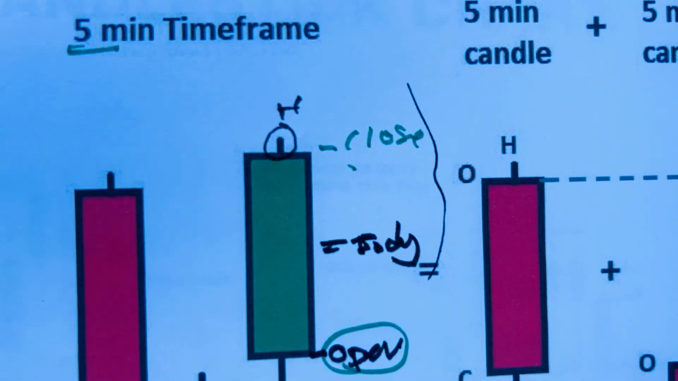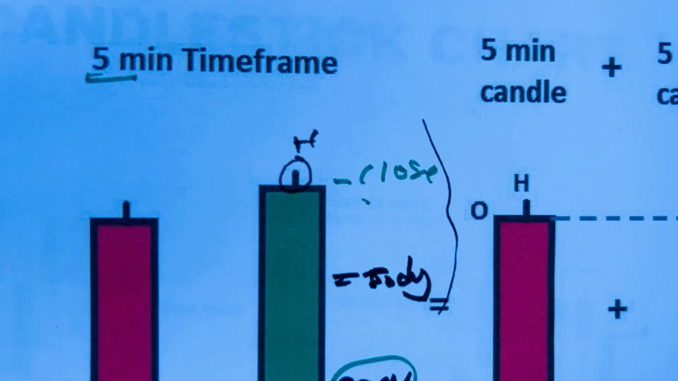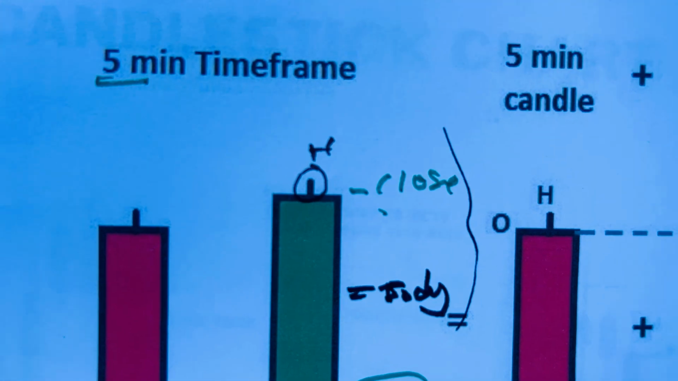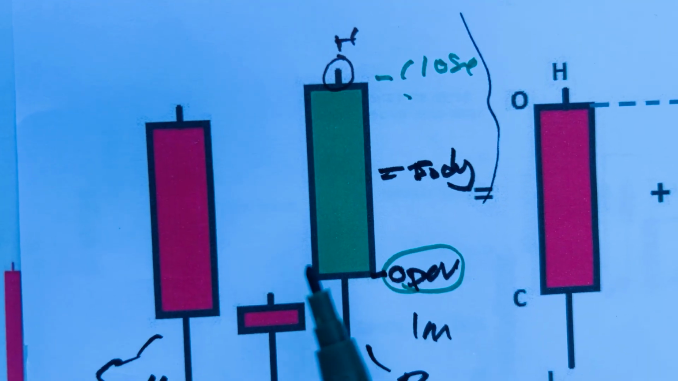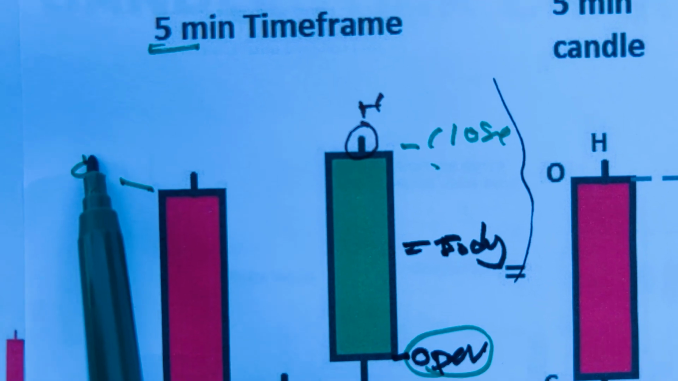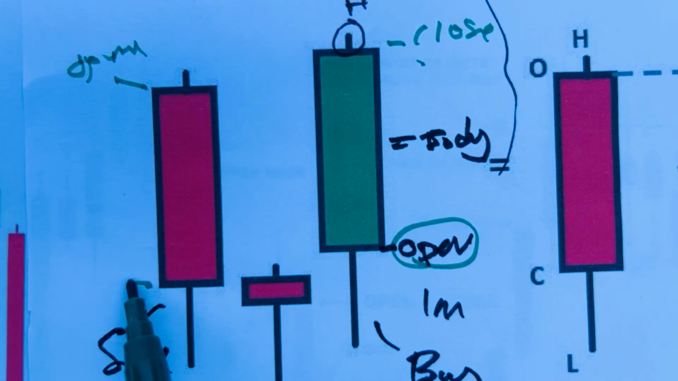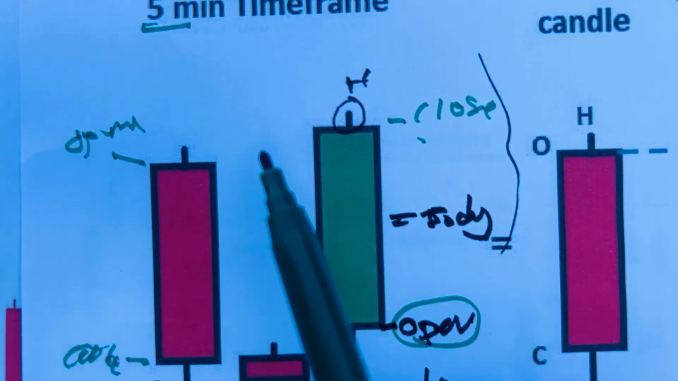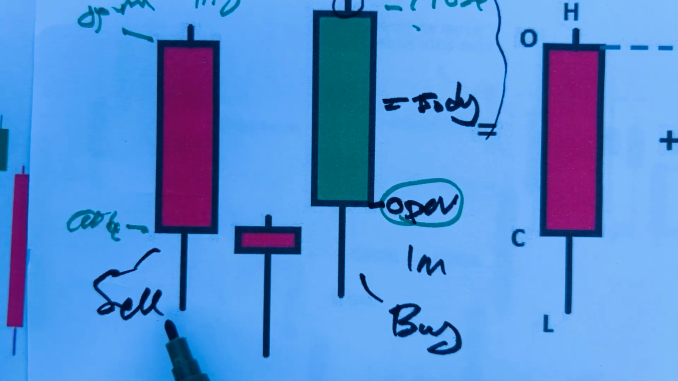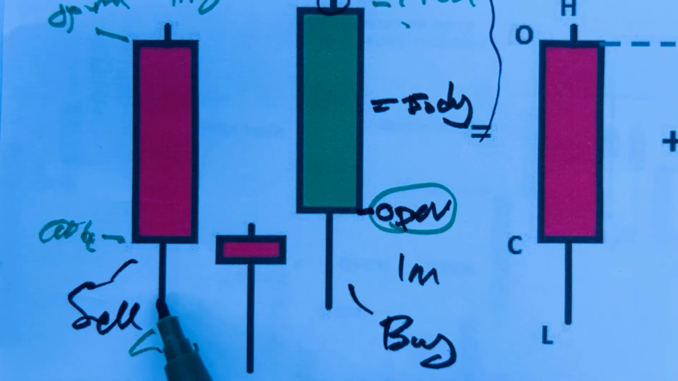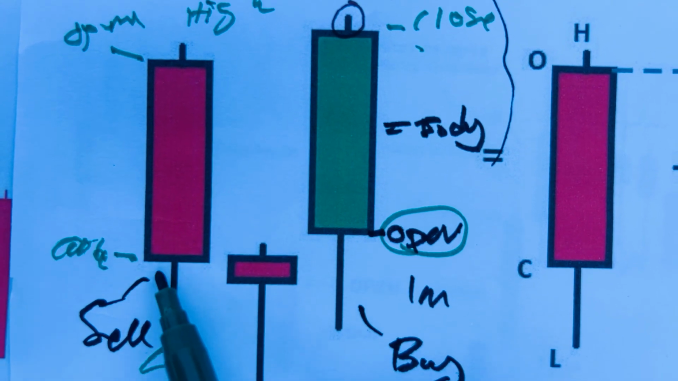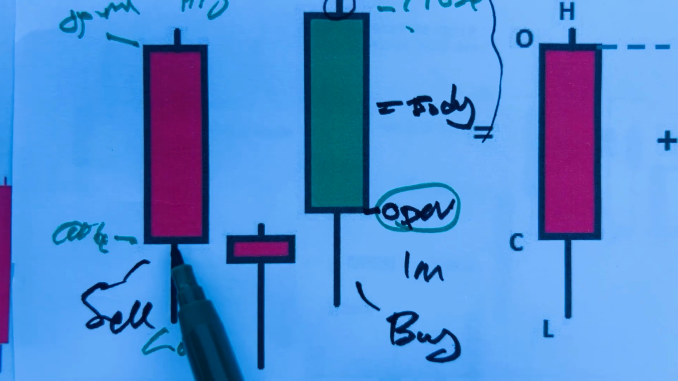Now, when we compare the buying candlestick and the selling candlestick, the only difference is the opening price and closing price. For this red candlestick, the open price is now above here and the close price is now below here. Then we have the high price. The high price is the same and the lower price is the same. So the lower price is the lowest point the candlestick reached before it closed.